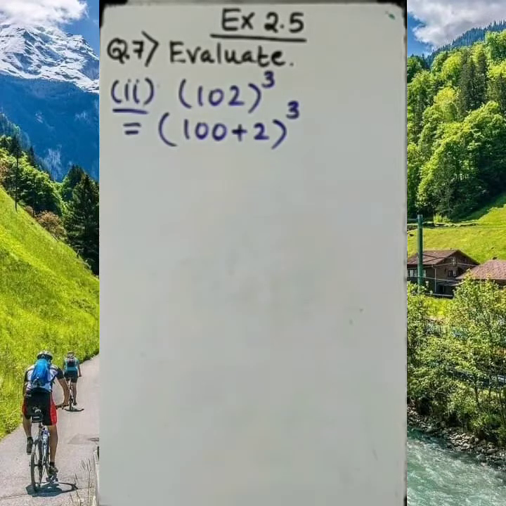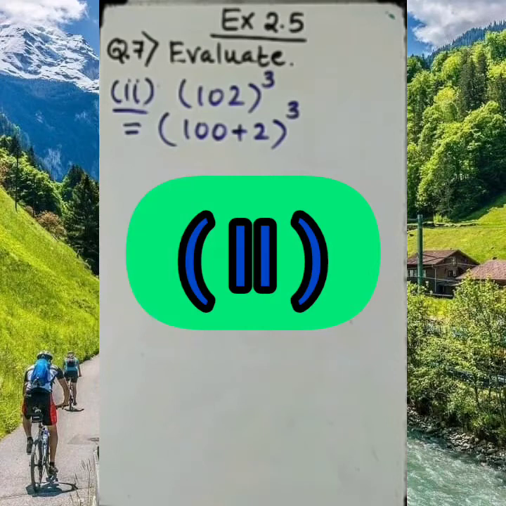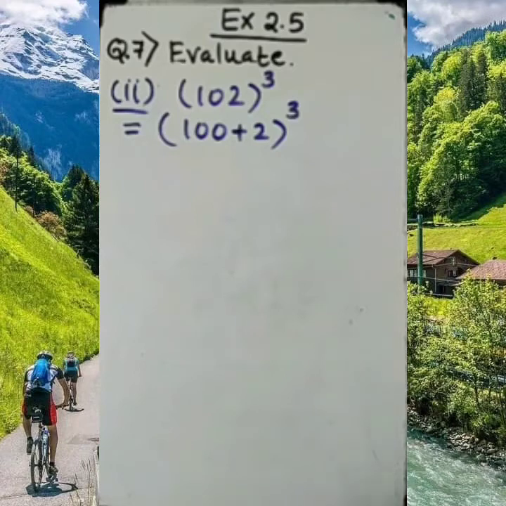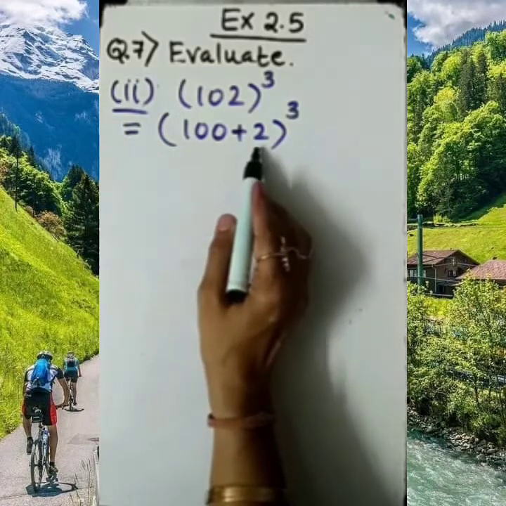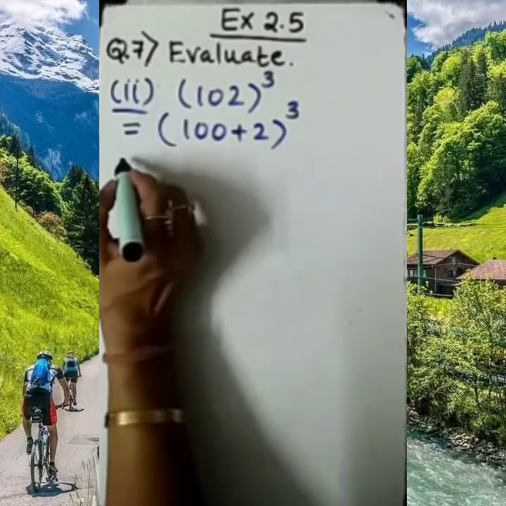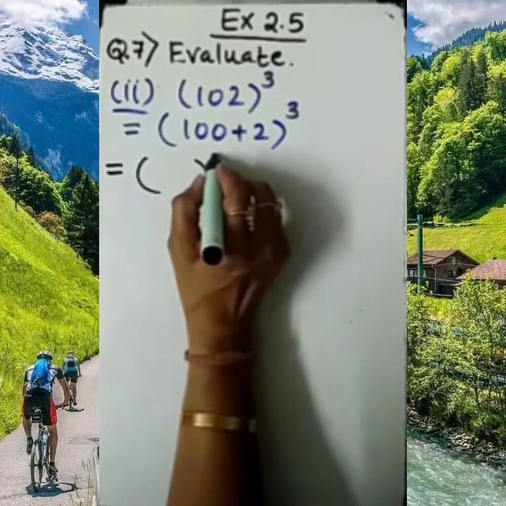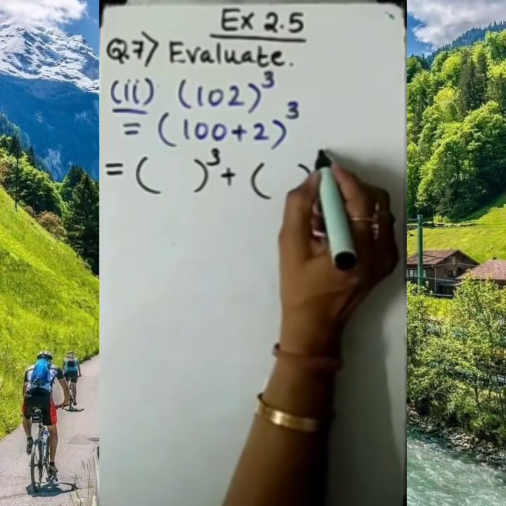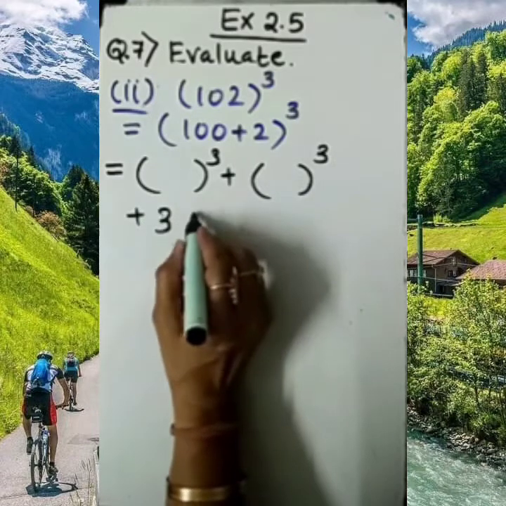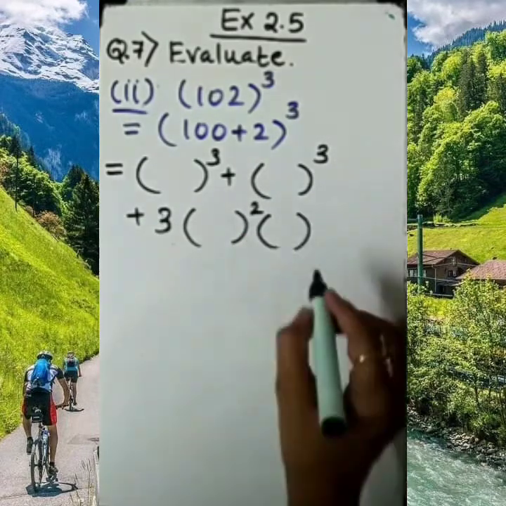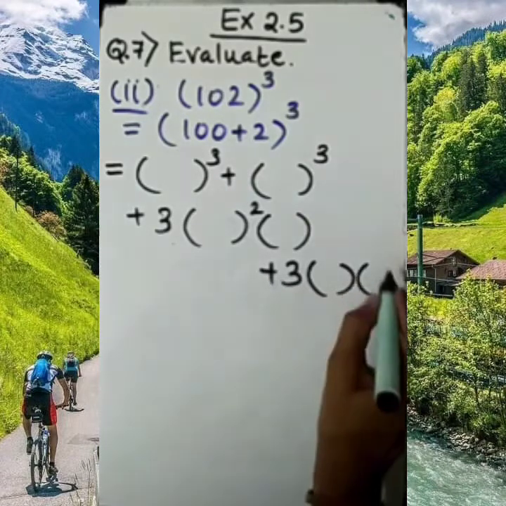So my dear students, here the second question is 102 cube, which means we need to find 102 into 102 into 102. So how to solve this? Okay, so let's simplify it by splitting 102 into 100 plus 2. (100 plus 2) whole cube. So as we have to apply the cube identity, as you know, here x cube plus y cube plus 3x square y plus 3xy square.